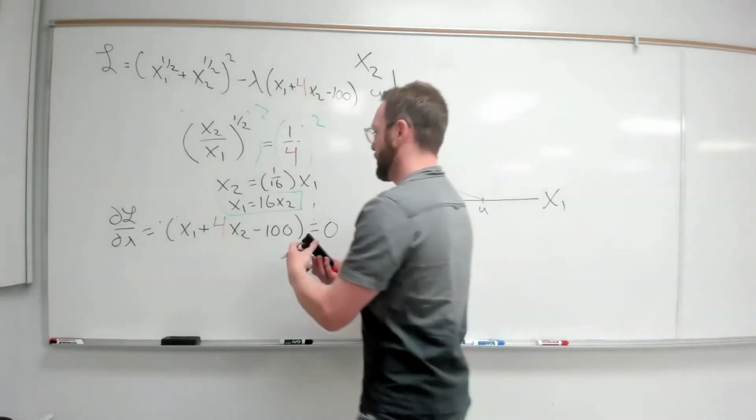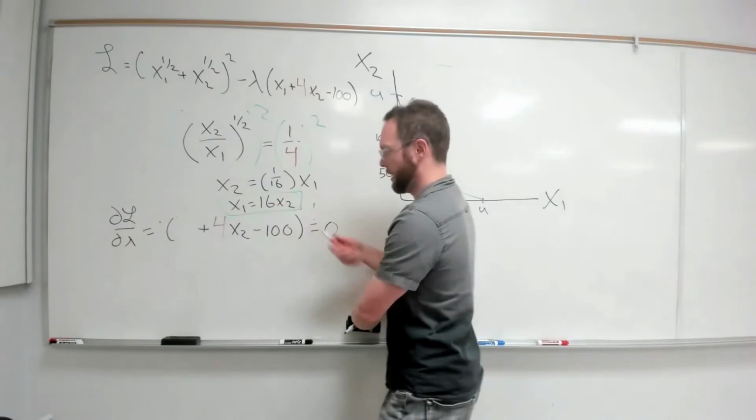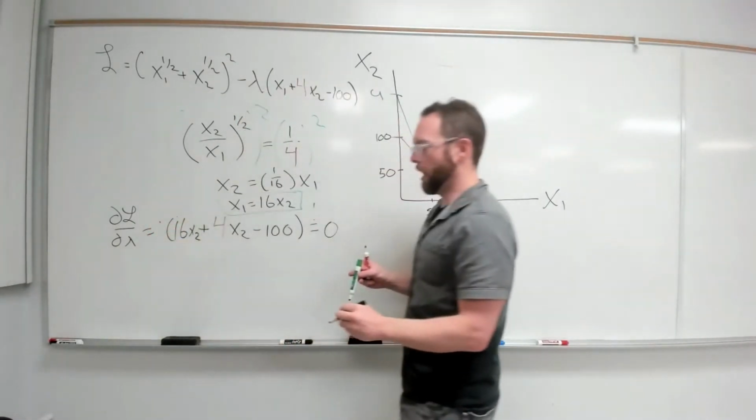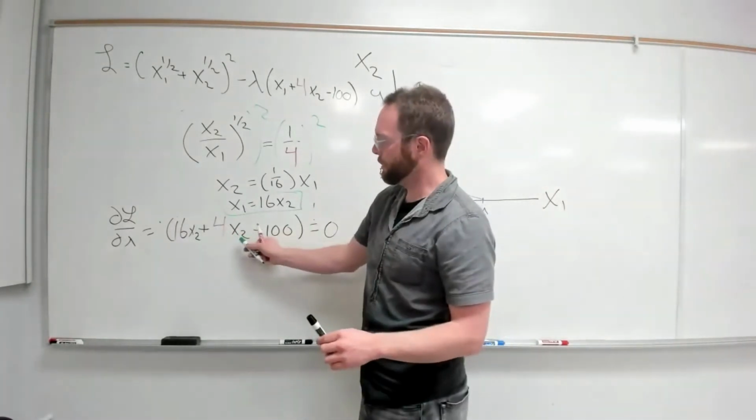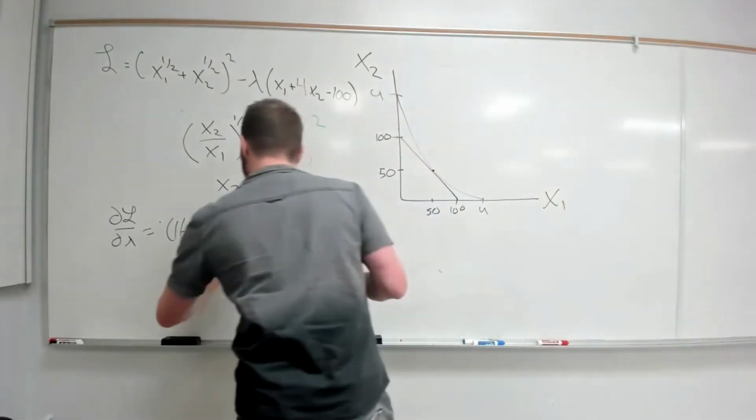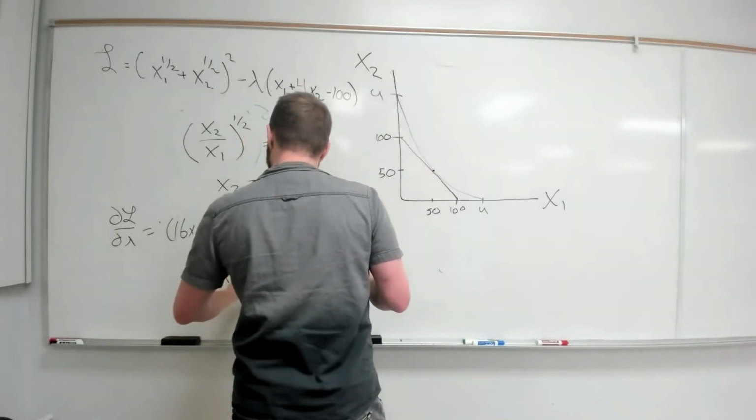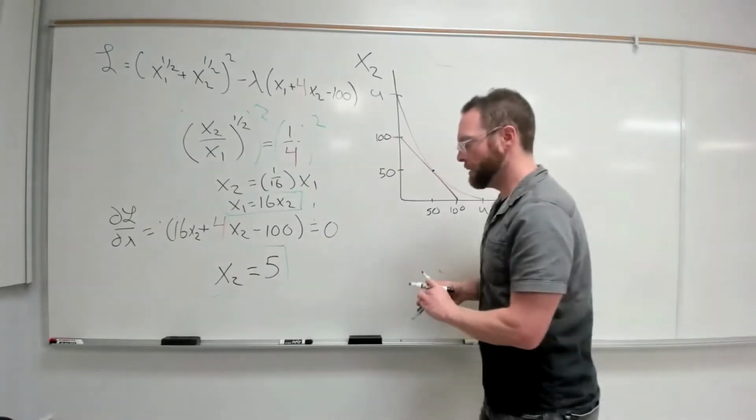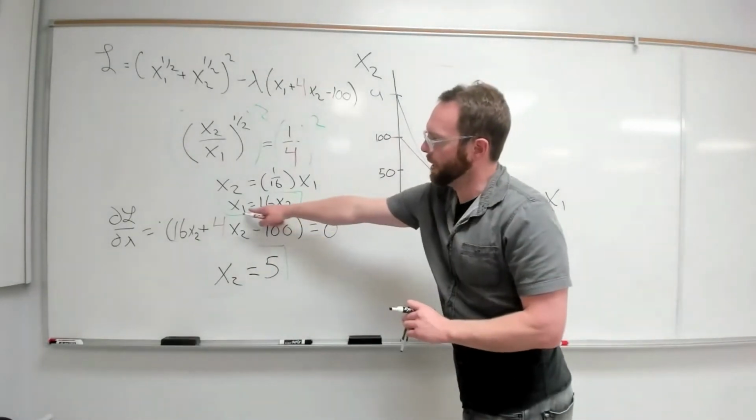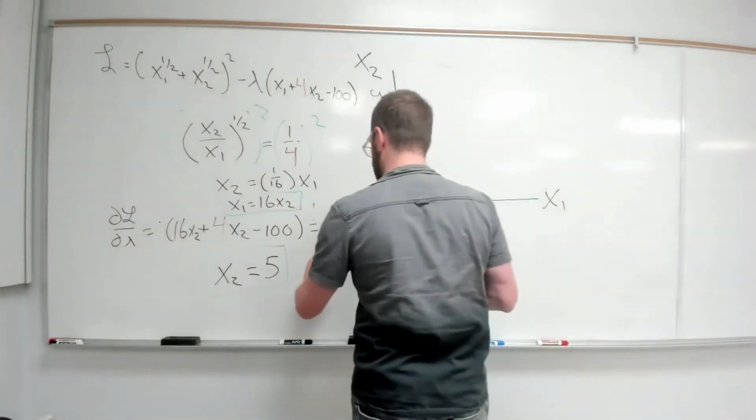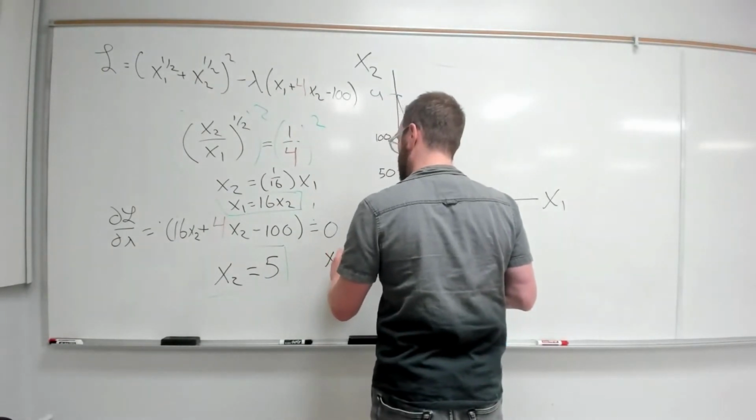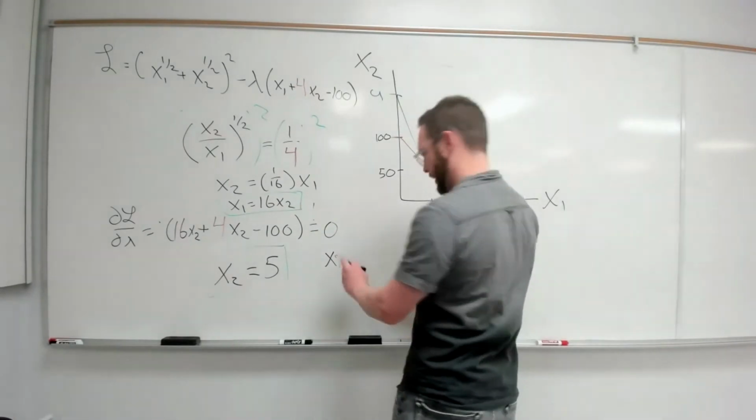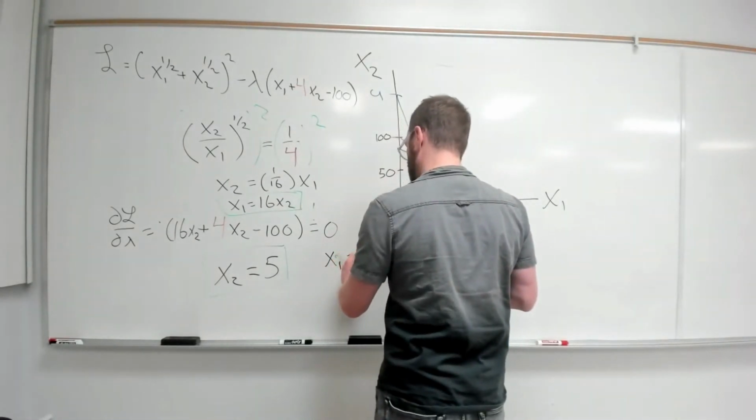So instead of x1, I'm going to put in 16x2, and we'll be left with 20x2 equals 100, or x2 equals 5. And if x2 is 5, then x1 will be 16 times 5, which is 80.